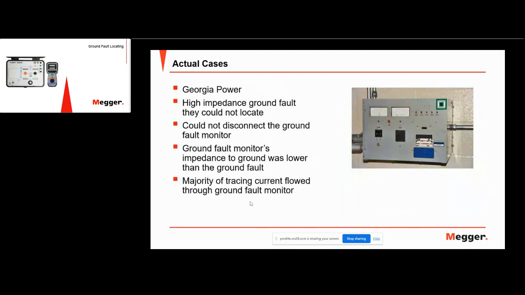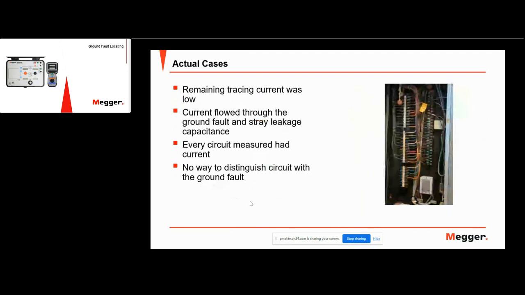And this was a very interesting one here at another utility. They had the situation that I had mentioned earlier before, that they had a ground fault monitor. They could not isolate the ground on it. And they had a high impedance fault. So when the tracing current was applied, the majority of the tracing current went through the ground fault monitor. So there was very little current flowing through the actual ground itself.